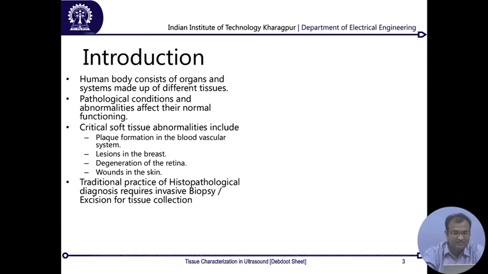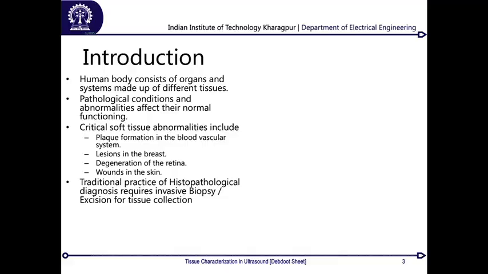Now the traditional practice for understanding any sort of soft tissue abnormality is to do a biopsy-based investigation, also called a histological investigation. This is an invasive way in which you surgically remove a part of the tissue from your body. A small cut is made and the tissue is removed, then processed, put on a glass slide, and placed under a microscope for detailed microscopic observation.